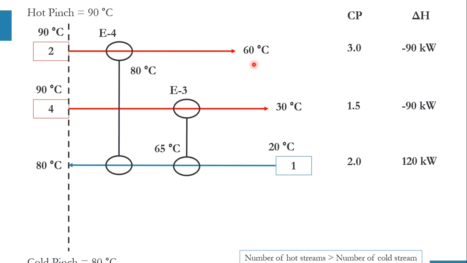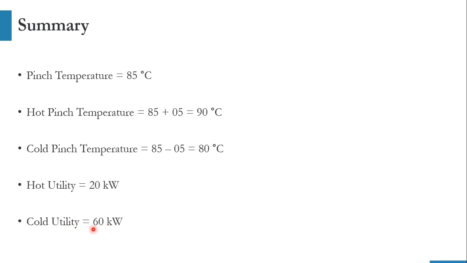Now from 80 to 60, the temperature difference is 20 multiplied by 3. So for the remaining 60 kilowatt, you require a cooling utility of 60 kilowatt. And this cold utility is the same as you calculated in the problem table approach. As you can see, the cold utility requirement was 60 kilowatt and the hot utility requirement was 20 kilowatt. Now we will draw a final diagram of this whole connection of the system.